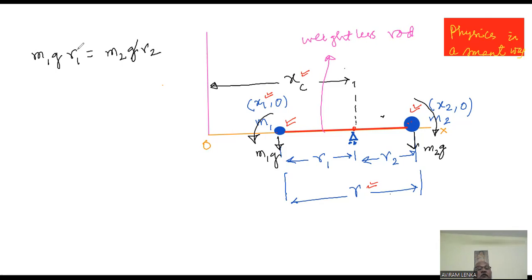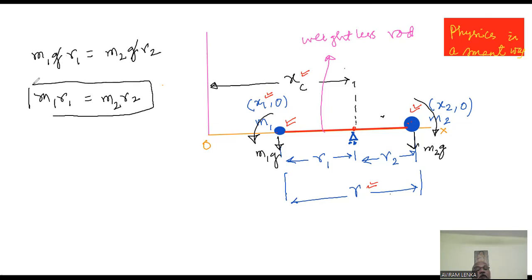G getting cancelled, we are considering a small bar rather. So M1 into R1 is equal to M2 into R2. That defines the center of mass. And this is a formula which is very simple and very straightforward to remember. M1 into R1, where R1 is the distance from the center of mass, will be equal to M2 into R2.